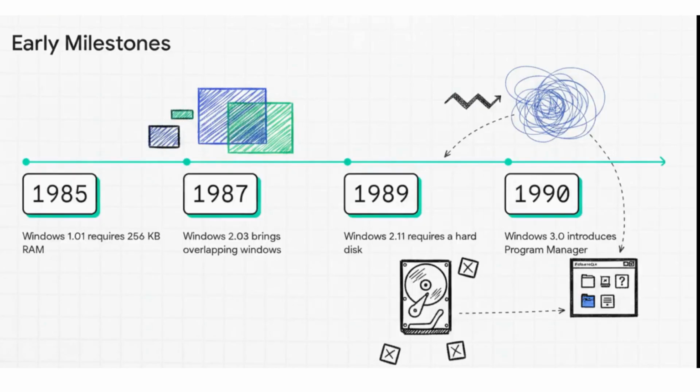Through the late 80s, things moved fast, mostly in incremental jumps. In '87, Windows 2.03 finally brought us overlapping windows, which, believe it or not, was a massive deal, replacing the old, clunky tiled look. But check out 1989 right there on the timeline. Windows 2.11 is a huge architectural milestone because it was the very first time Microsoft officially demanded a physical hard disk for installation. The floppy era was fading, and by 1990, Windows 3.0 drops, giving us the iconic Program Manager and pushing memory boundaries even further.